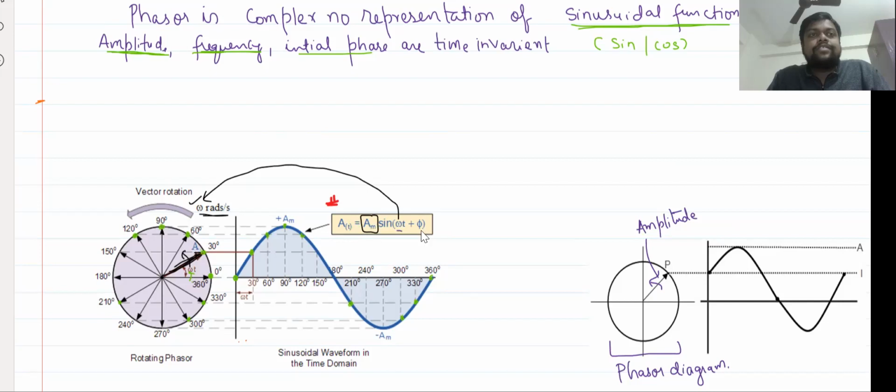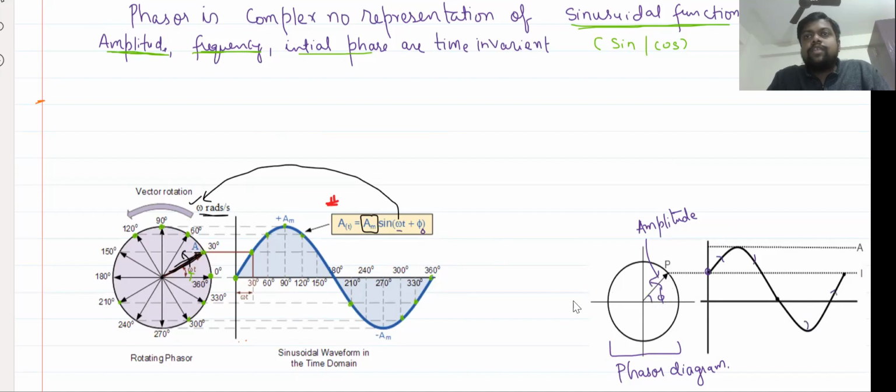And this theta here will be the initial phase. Suppose this phi naught, you can represent here this phi naught, the initial phase. That means this sine does not start from 0, it will start somewhere here. Then again it will go like that, like that.